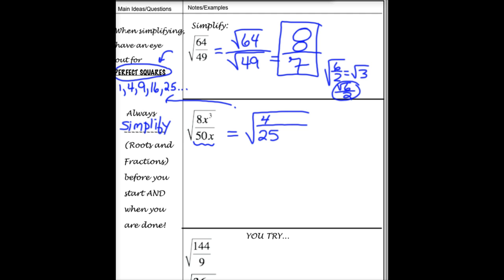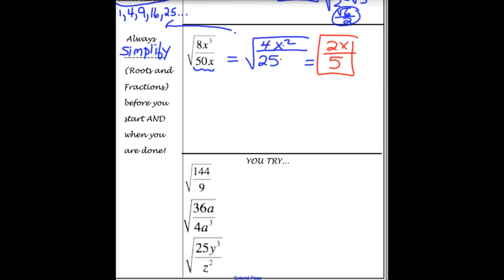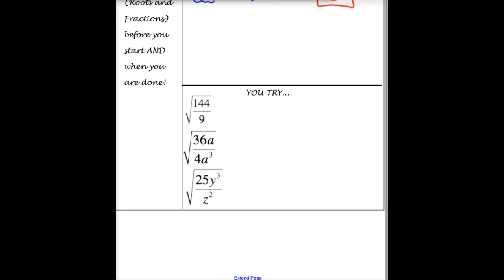x cubed, when I take out an x, will leave me 2 x's up on the top. So when I simplify under that root, I end up getting a whole bunch of nice perfect squares because I can consider the top and the bottom separately. I know the square root of 4 is 2. I know the square root of x squared is x. And I know the square root of 25 is 5. So it all cleans up really slick once you spot those perfect squares.